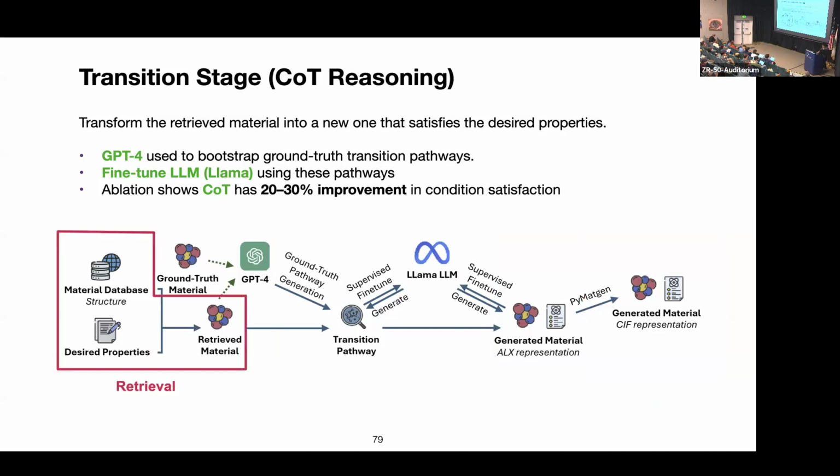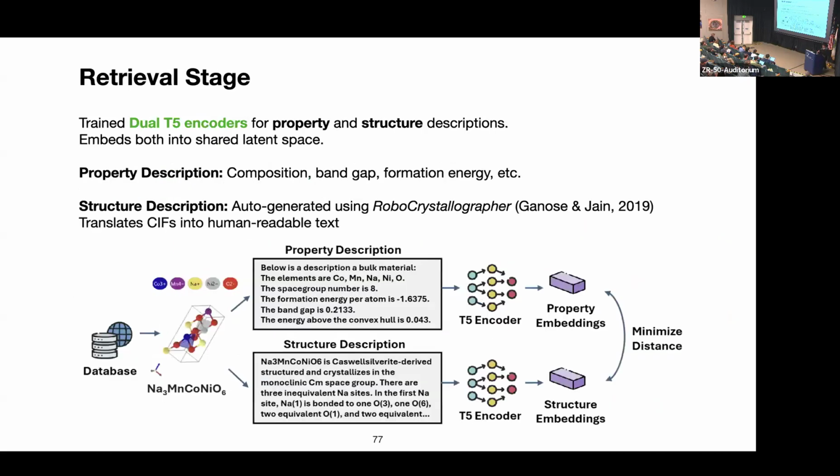We trained a dual T5 encoder, so you can just calculate the cosine similarity of the encodings.